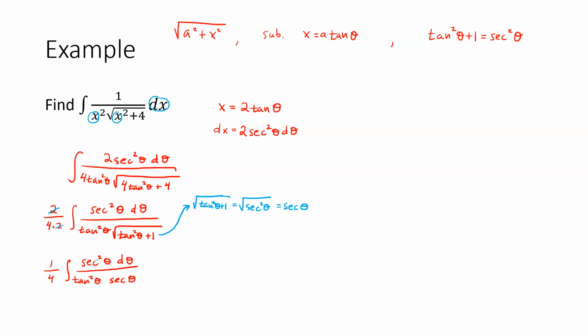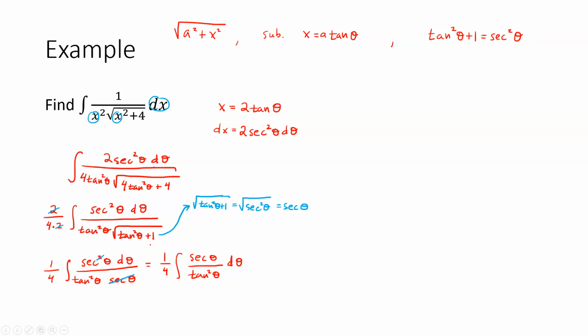Simplifying this a tiny bit, I noticed the secant squared here. One of those factors of secant will divide with the secant downstairs. So we got secant theta over tan squared theta. Okay, so now how do we deal with this?